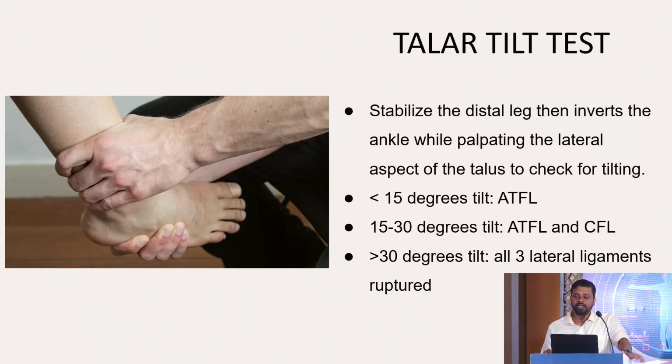Then the talus tilt test. It is usually done for the lateral ligament complex. If the tilt is less than 15 degrees, we can consider ATFL. If it is in the range of 15 to 30 degrees, you can consider ATFL and calcaneofibular ligament. If it is more than 30 degrees, it means the whole lateral ligament complex is injured.